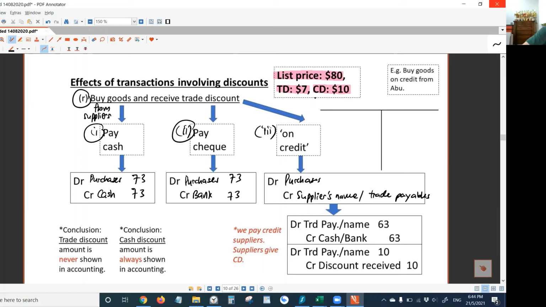For the third one, when you bought goods on credit, you didn't pay on the spot, but you can get the trade discount at that time. So also write 73 here. From this point onward, you owe the supplier $73. And then after some time, if you pay promptly, you get the $10 cash discount, the second stage of discount. That means you paid only 63. So I've written for you: credit cash/bank 63, debit the supplier's name 63. About the discount, how should you record? The $10 offsets the trade payables, then you credit discount received $10.